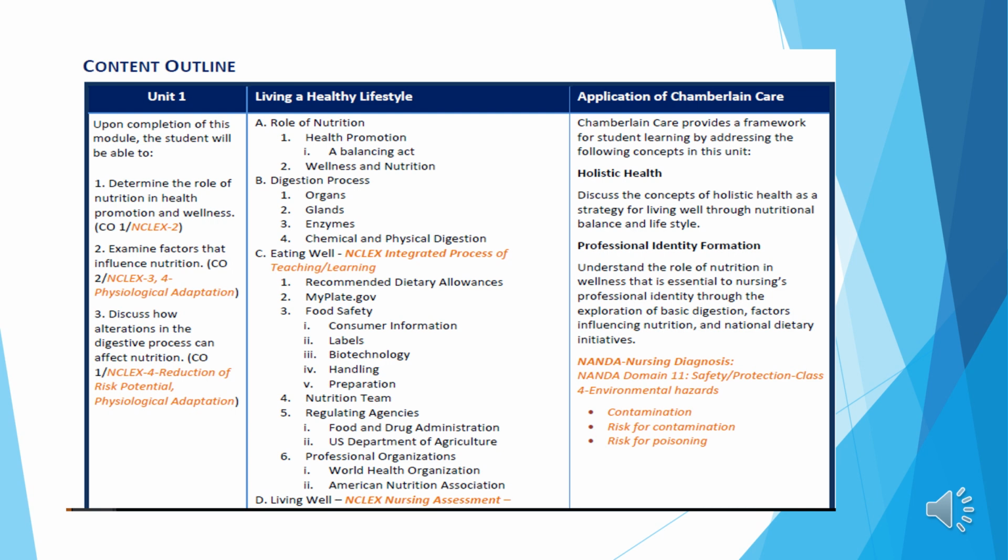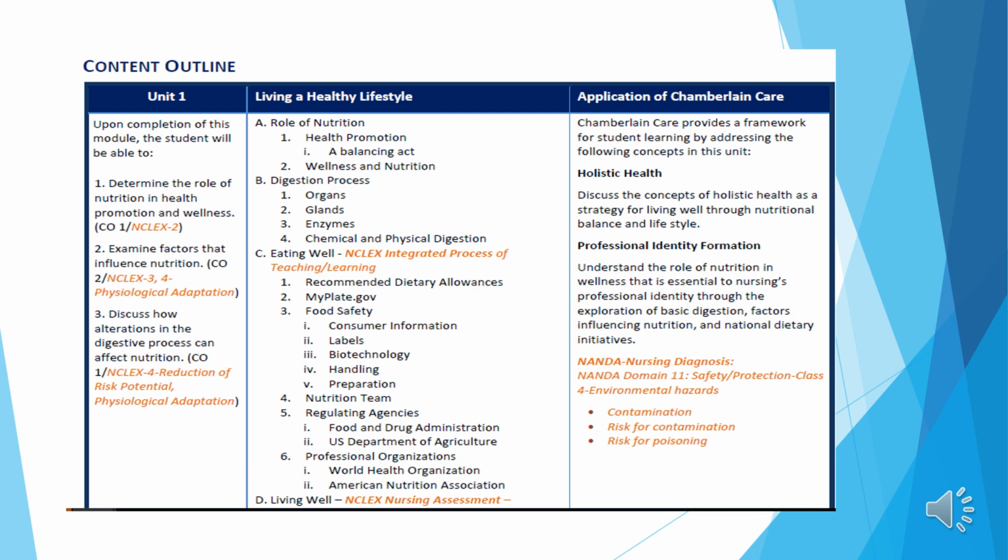So once you've looked at the unit outcomes and you've seen how they relate to the course outcomes, you want to move on to the content outline. And that content outline, there's a link to that in your syllabus, but this is going to tell you exactly the specifics of how we're going to meet those unit objectives that we just talked about.